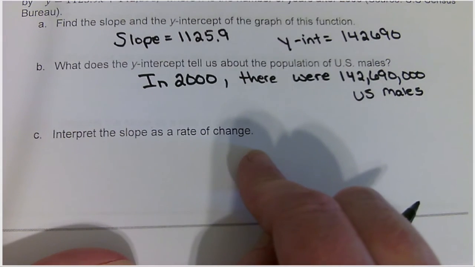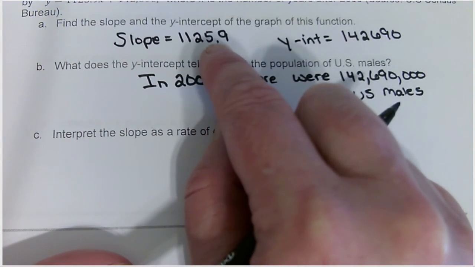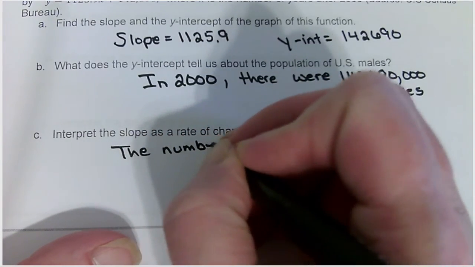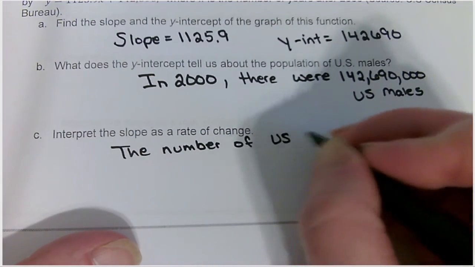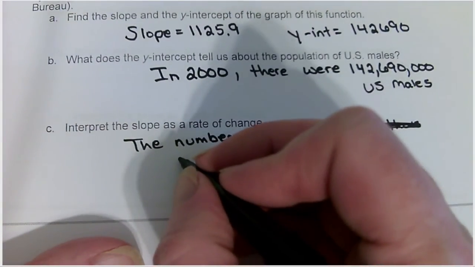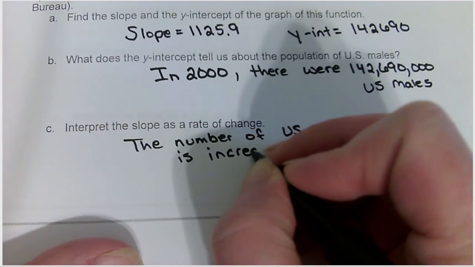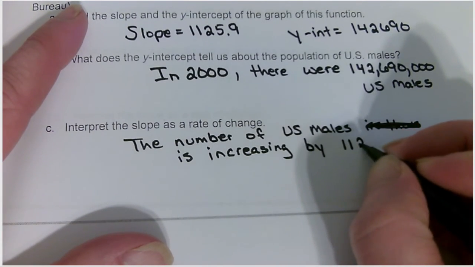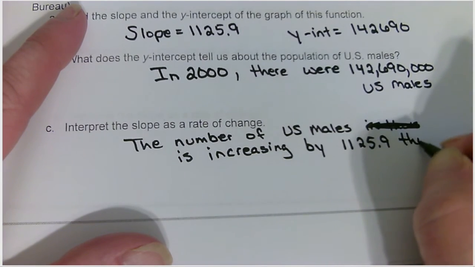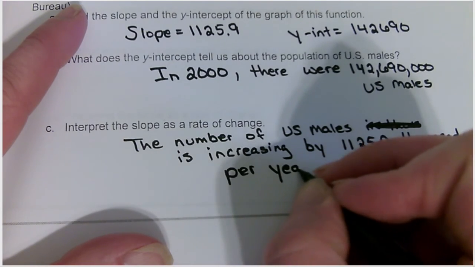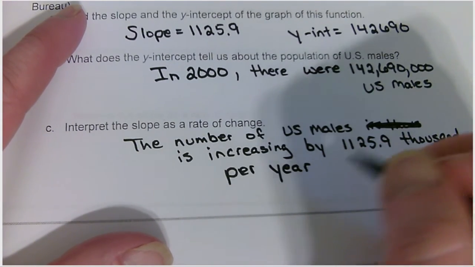Interpret the slope as a rate of change. So this is going up. So the number of U.S. males in thousands, well, we don't have to write it there, is increasing by 1125.9 thousand per year during that period.